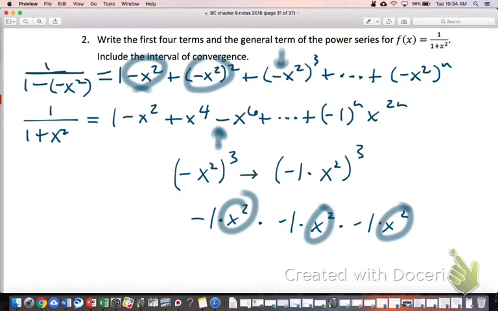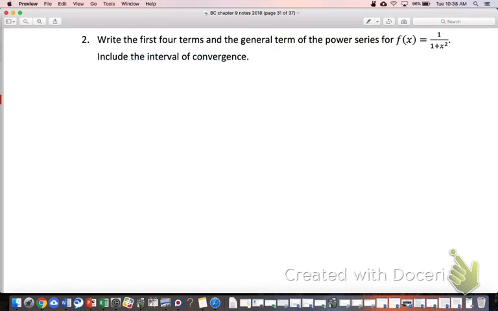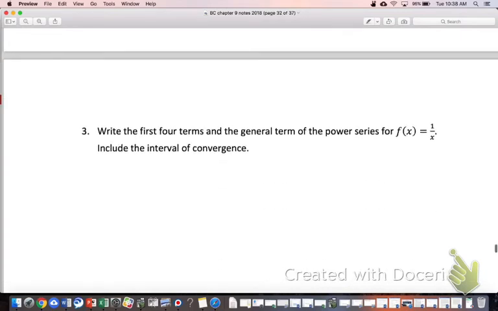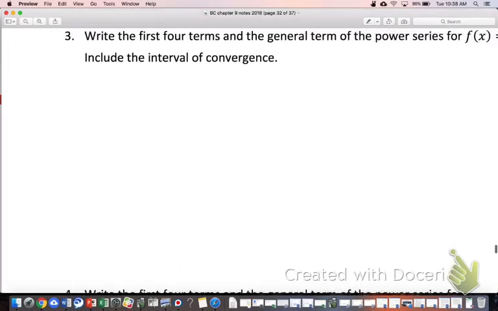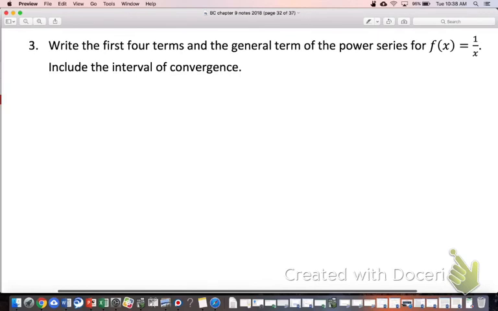Let's try number 3. Say again? I'm not going to do the interval of convergence. I'll just kind of do that sparingly. Okay. So I'm really interested to see what you guys do with number 3. There it is. And whatever you do with it, hopefully we'll get to a good place, but then I think there's a few interesting things to discuss about why this ends up being what it is. So check it out. Same instructions, new function.